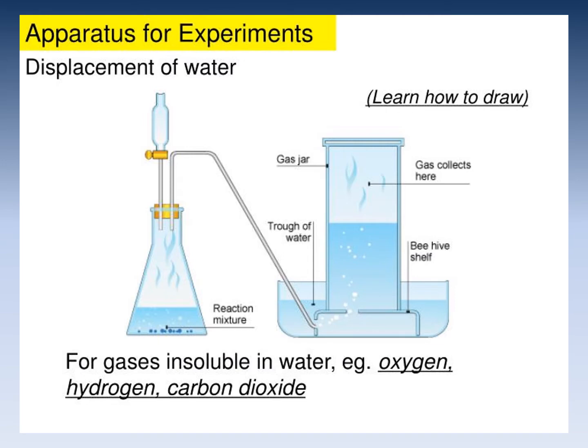Now first of all, let's discuss the collection of gas by displacement of water. The apparatus shown is suitable for collecting gases that are insoluble or slightly soluble in water. Carbon dioxide, hydrogen or oxygen can be collected using this method. Over here in the reaction mixture, we are taking zinc and hydrochloric acid, and the gas which is produced, the hydrogen gas, is collected in the gas jar by the downward displacement of water.